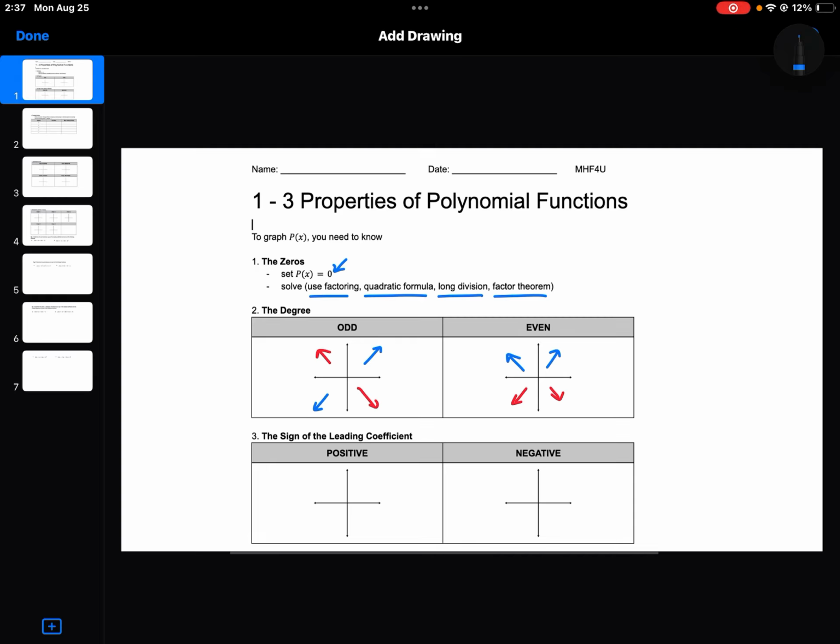The sign of the leading coefficient can be positive or negative. Functions that have a positive leading coefficient, for odd functions, they finish up to the right, or for even functions, they both finish going up. For negative leading coefficients, they would go down to the right, or they would both finish going down.